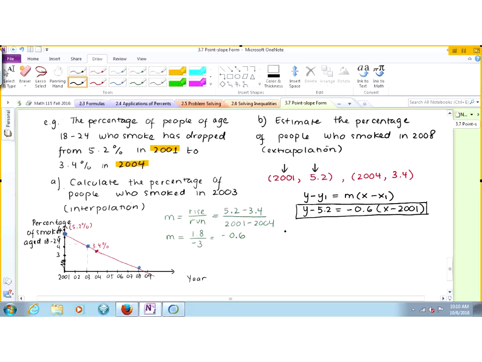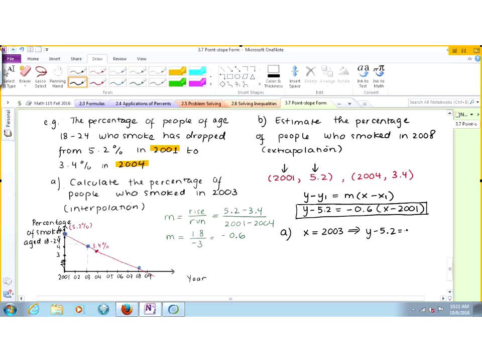Right? Okay, now let's answer question A. So this is all required before we answer A. How do we answer A? Calculate the percentage of people who smoked in 2003. So what am I supposed to do? Come on, you guys know this. So X is equal to 2003, right? And then we substitute.